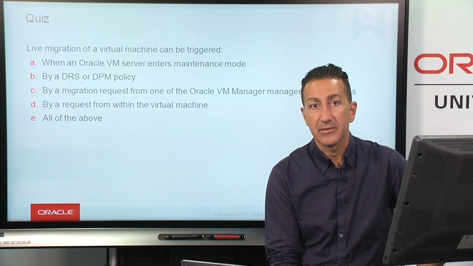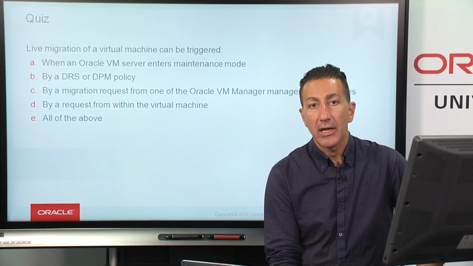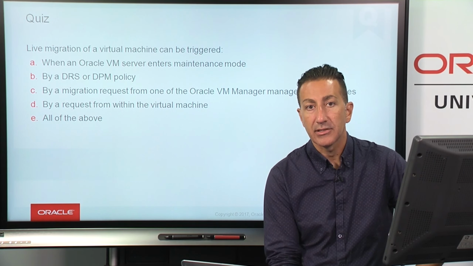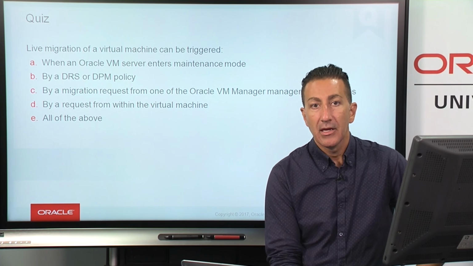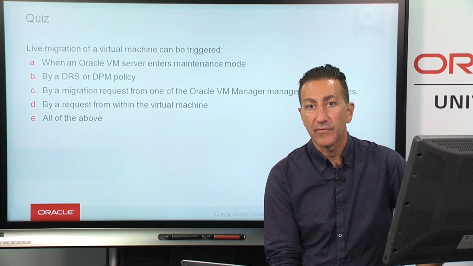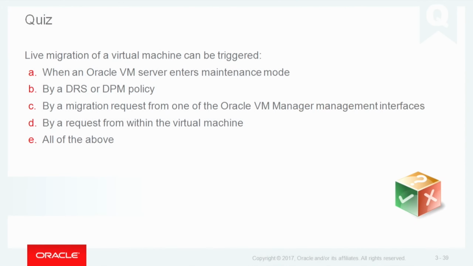And finally, we have a quiz about live migration of a virtual machine. It can be triggered when an Oracle VM server enters into maintenance mode, by a DRS or DPM policy, by a migration request from one of the VM management interfaces, by a request from within a virtual machine.